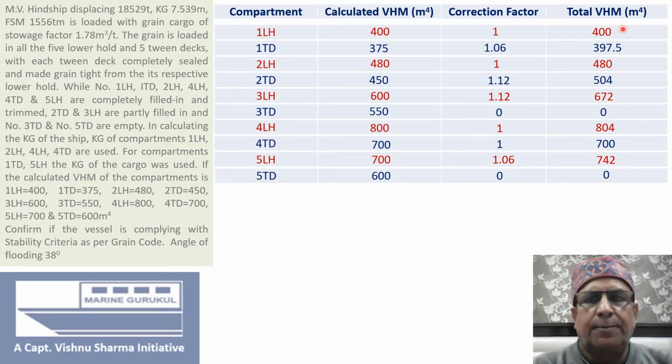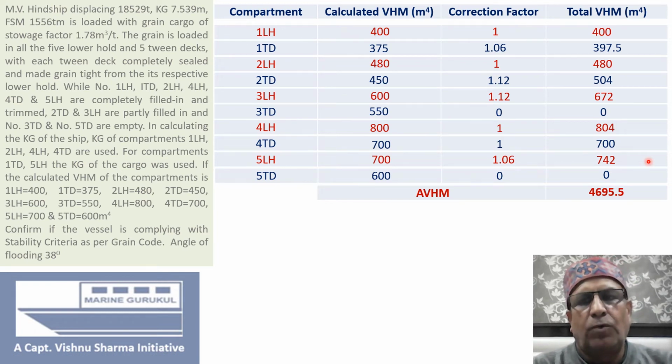Now we can sum up the last column, and that becomes the assumed volumetric heeling moment of the vessel, which is 4695.5 meter raised to power 4. So this table actually simplifies the problem. Otherwise you can do it in separate steps, but it's your choice as long as you get the correct AVHM.